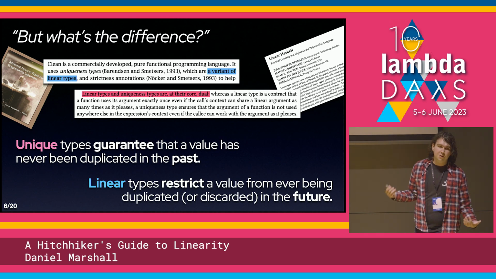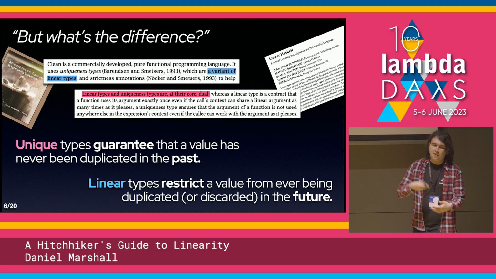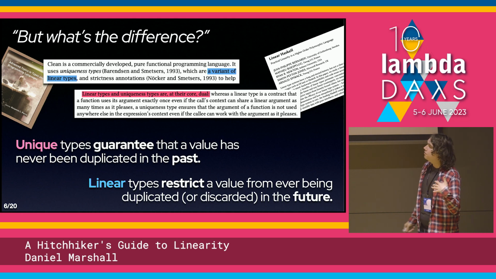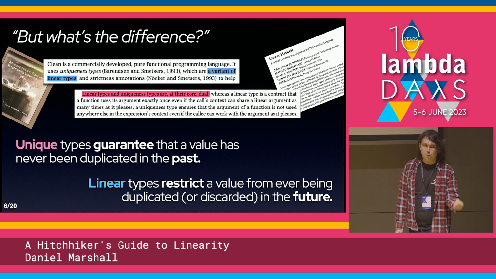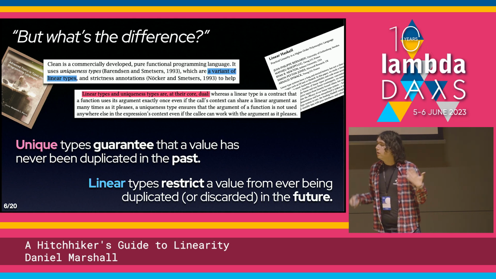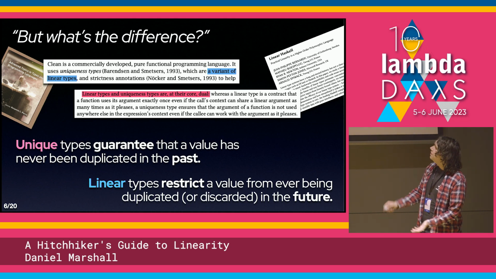Linear types, on the other hand, don't tell us anything about what's happened in the past, because remember, we have the bang modality. Something could have come from the bang modality, so we don't know how many references exist in the world, right? But what they do tell us is we have a restriction in the future. Linear types tell us this value that we have, if it has linear type, is never going to be duplicated or discarded. So this is kind of the main difference here.